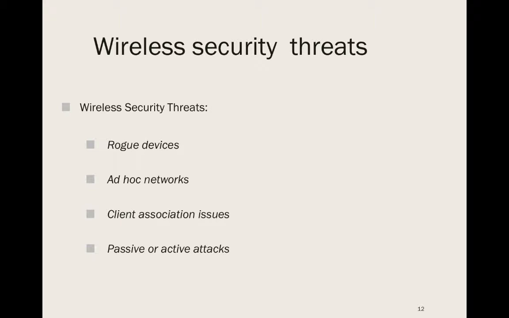Controllers have a rogue AP detection algorithm, and they can easily detect the AP. Any AP that does not appear in the database of access points is known as a rogue AP, and it is going to be contained. Then we have ad hoc network problems, where we don't have any centralized management for security, and the connection and security are left to the devices themselves when they are authenticating with each other. Then there are client association issues and passive or active attacks.